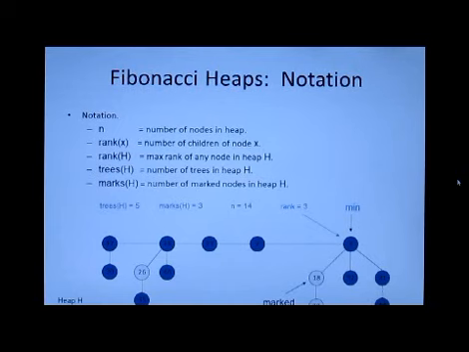We have some notation in Fibonacci heaps. N is the number of nodes. In here, the number of nodes is 14. Rank of x is the number of children of node x. For example, in here, node 3 has 3 children, so the rank of 3 equals 3. Rank of H is the maximum rank of any node in the Fibonacci heap.